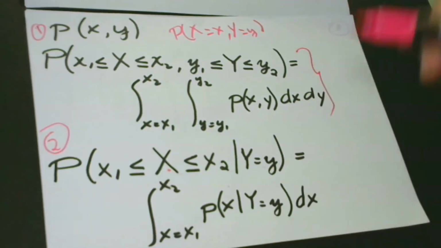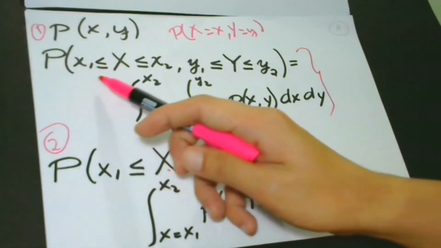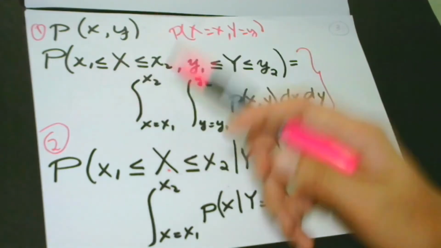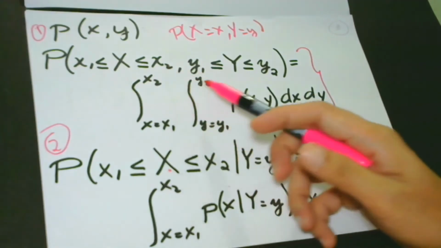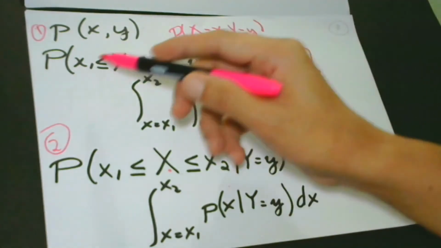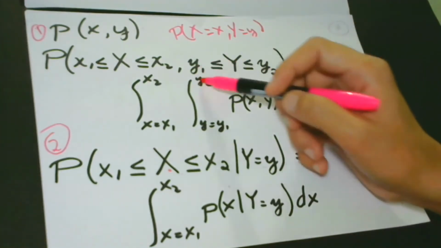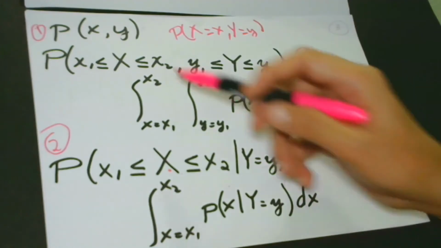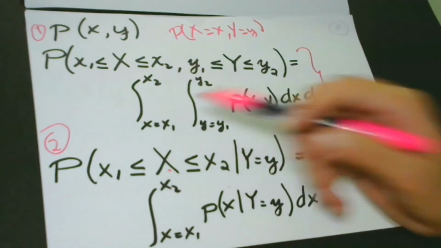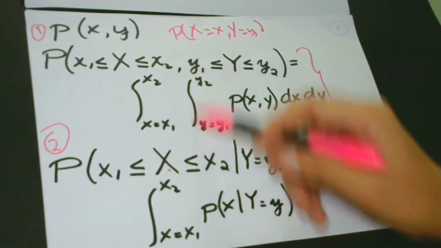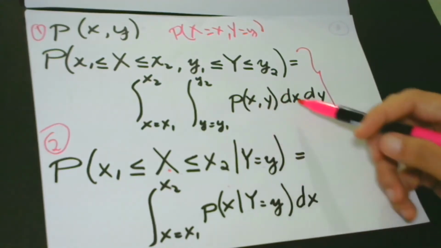So this one. We have the probability of x that can be found in the interval x1 to x2 and y, which can be found in the interval between y1 and y2, which is equal to the definite integral from x1 to x2 multiplied by the definite integral from y1 to y2, then p(x, y) dx dy.